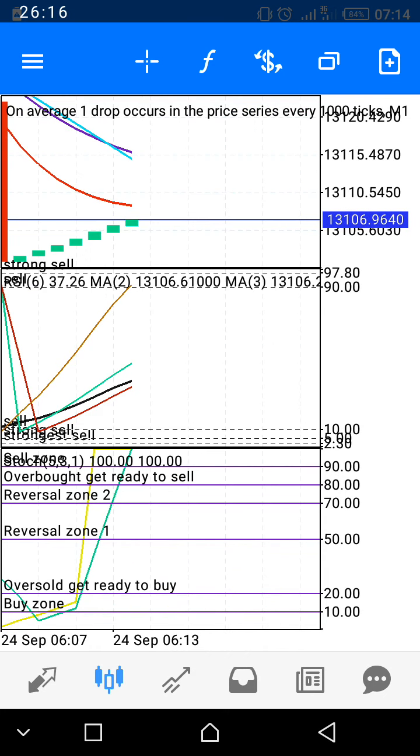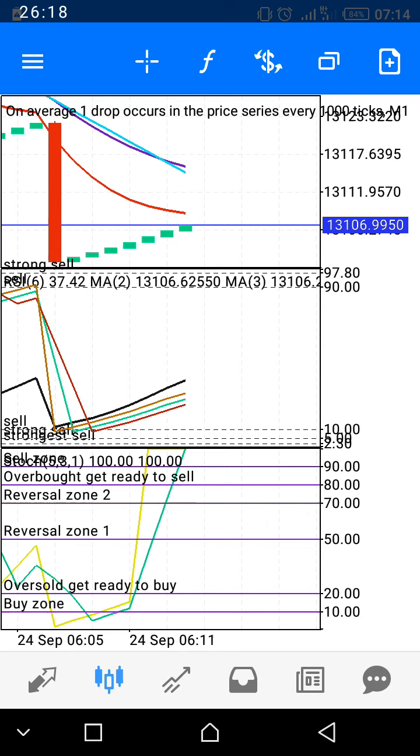So I'm going to do another video to show you how to use this strategy to buy. You can buy crash and sell boom with this strategy. And I will also do a video on how you can catch spikes with this strategy.